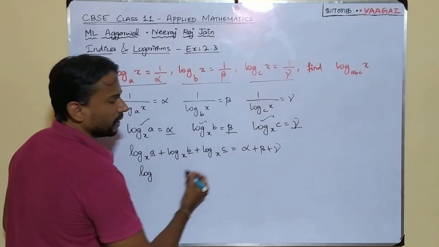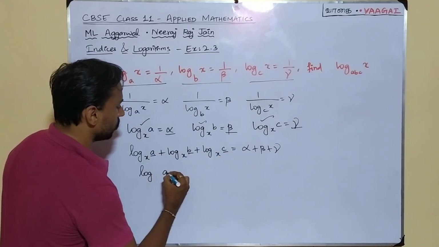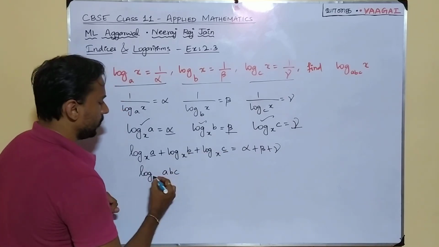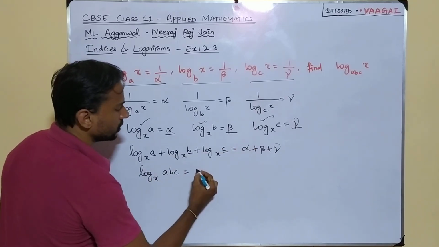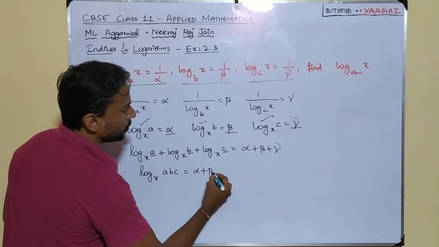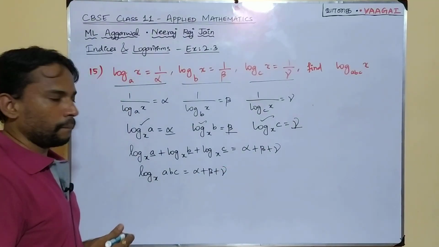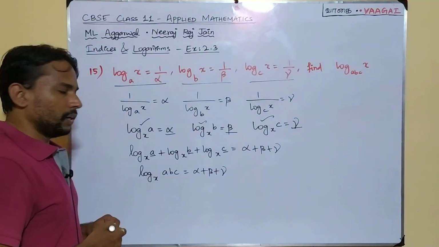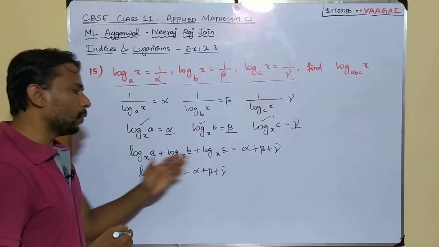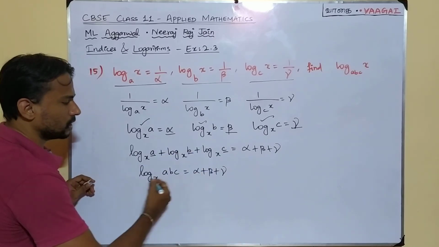A, B, C, they will be getting multiplied now. So we'll have log of ABC to the same base x is equal to, what will be the right hand side? Right hand side will have alpha plus beta plus gamma. This is what we'll have, correct? And now once again what we will try to do is, we will take the reciprocal on both sides. Okay, let's try to take reciprocal on both sides.